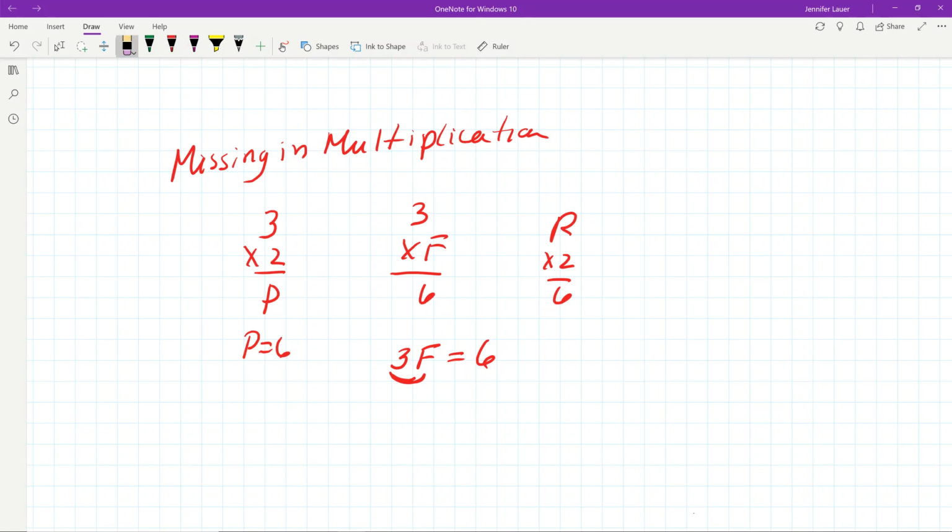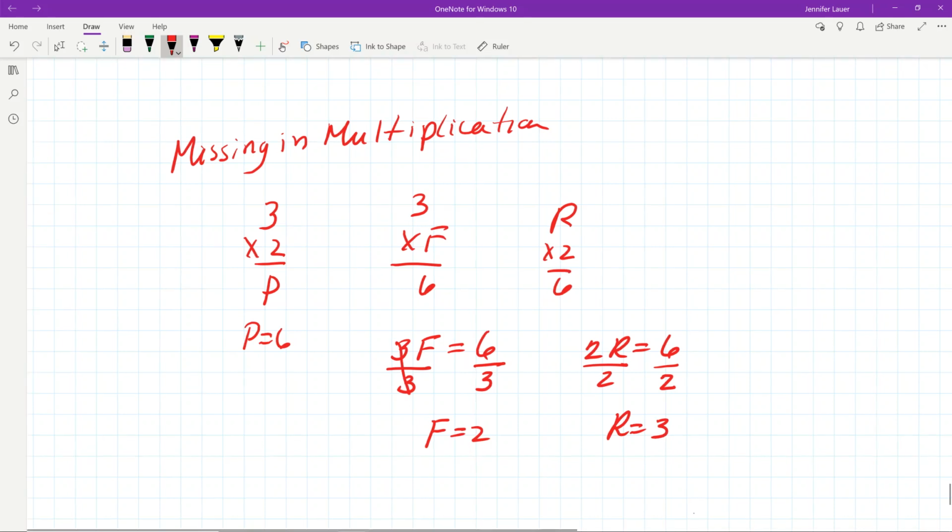So if I wanted to isolate that F, I would divide both sides by 3. F is equal to 2. That is algebra in a nutshell. Removing everything next to the letter so you can get the letter alone. Again, it's 2 times 3. The opposite of multiplication is division. So R is going to be equal to 3.